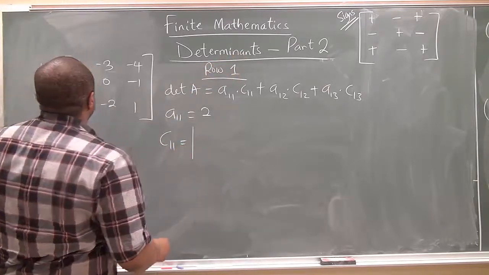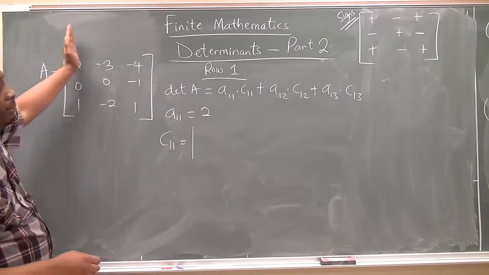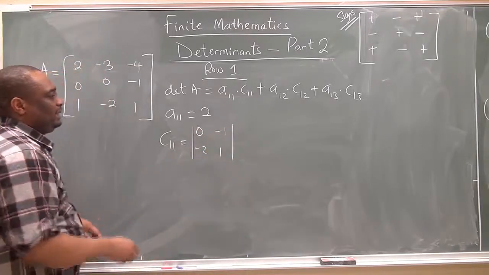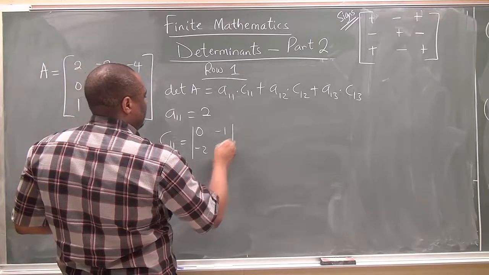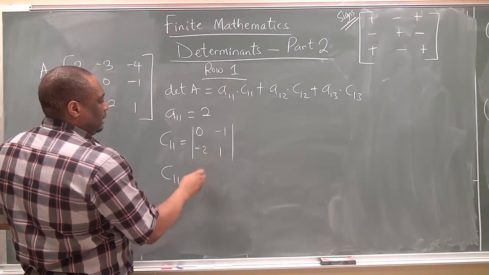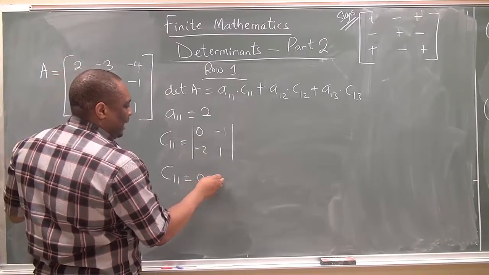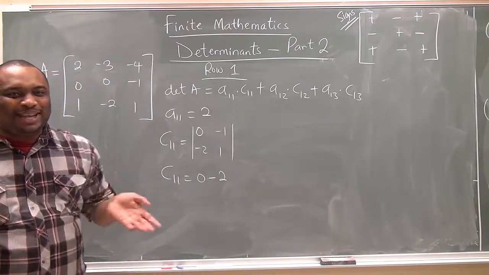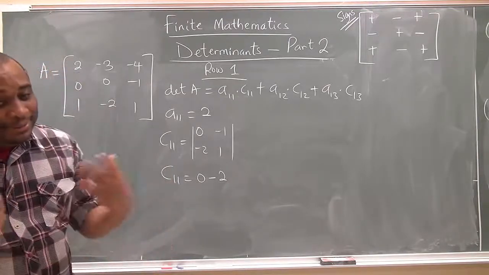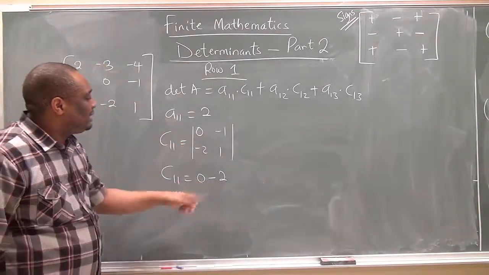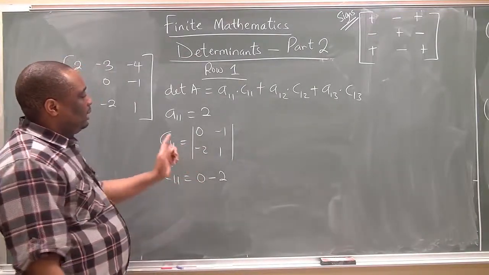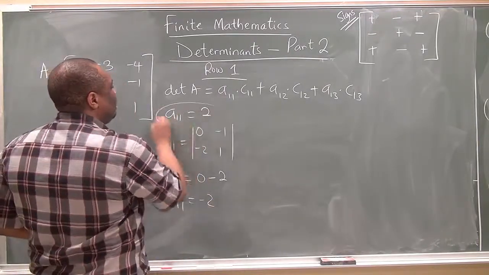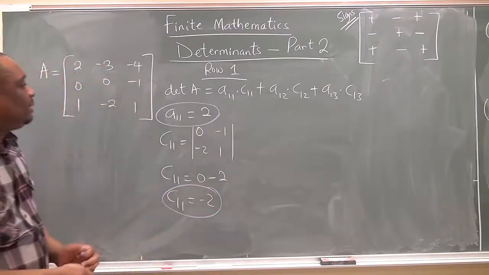Plus. So determinant of what? If you do this, bam, bam, so you have 0, negative 2, negative 1, 1. And this gives you that C11 is 0 times 1 is 0, minus, minus 2 times minus 1 is 2. Okay? You see, I skip steps now, because I expect you to be able to master it. 0 times 1, 0, minus, minus 2 times minus 1 is 2. So C11 is negative 2. So let me go ahead and start circling this, because I'm going to use it.